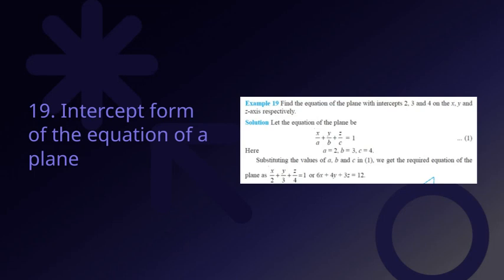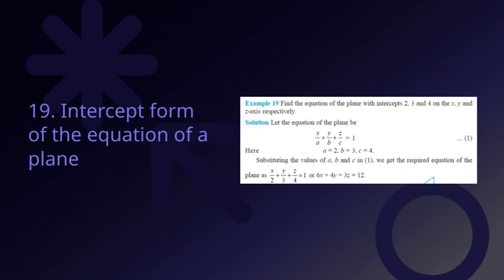Now let's take a closer look at the intercept form of the equation of a plane. This form is quite intuitive because it directly shows where the plane intersects the axes. Essentially, the equation is written as x divided by a plus y divided by b plus z divided by c equals 1. Here, each of these denominators, a, b, and c, represents the points where the plane hits the x, y, and z axes, respectively. These are called the intercepts.